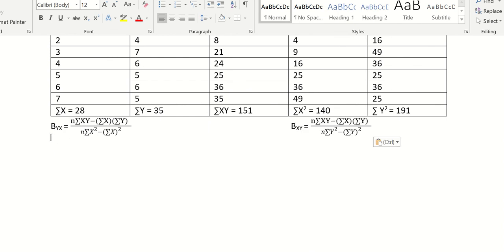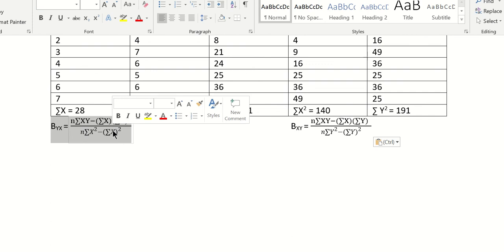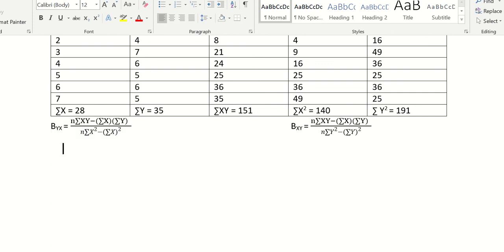Right. So now we'll put all the values. n is how many values are there? n is here 7. 7 into summation of xy is 151, minus summation of x is 28 and summation of y is 35.